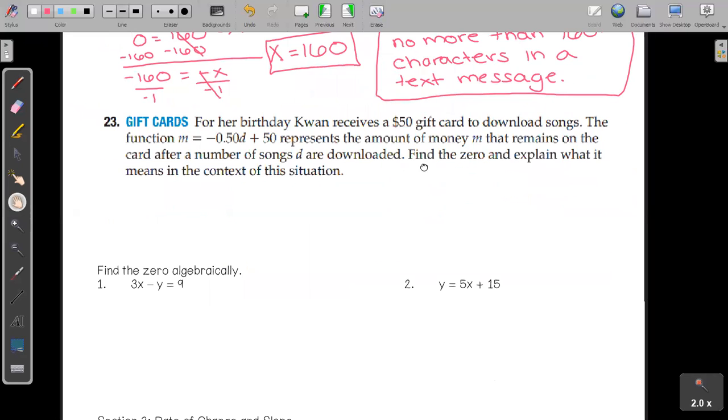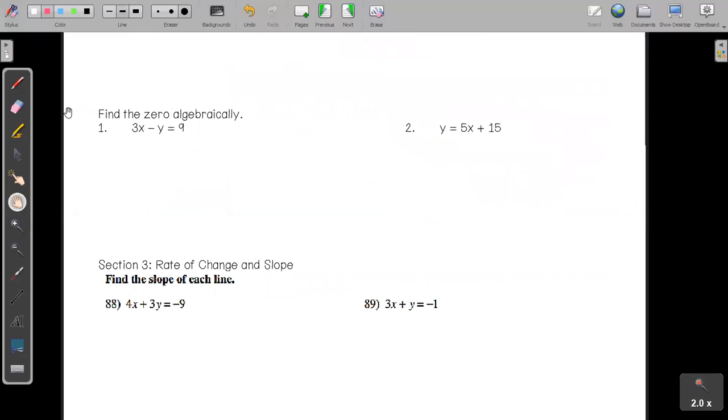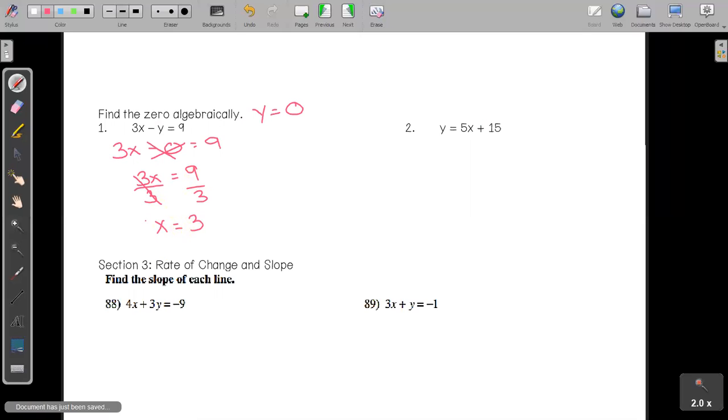Now finding it algebraically, same process, we're just finding the zero. So for this one, when you find algebraically, you're just substituting in 0 for our y. So we have 3x minus 0 equals 9. The 0 cancels out. You have 3x equaling 9. Now we solve it. We have to divide both sides by 3. So x is going to equal 9 divided by 3 is 3.